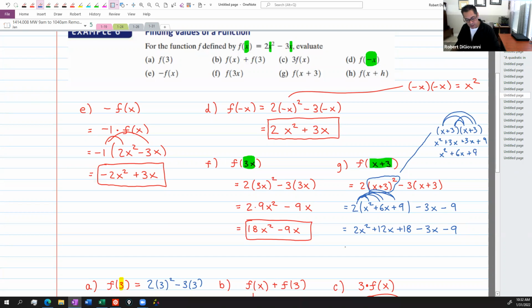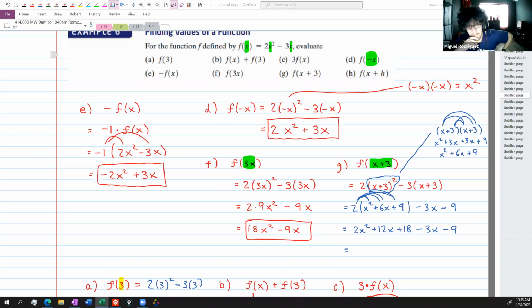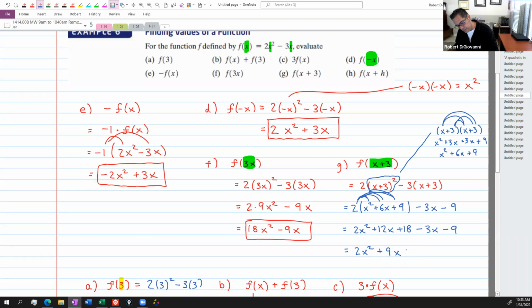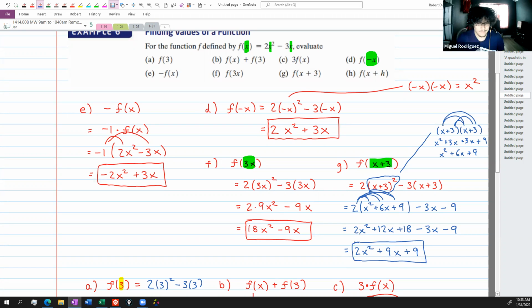Then we collect like terms together. Tell me what the last line is going to be here. So it'll be 2x squared plus 9x plus 9. Everyone agree? Good? Yes? Okay, very good. So that's what happens when you plug in x plus 3.